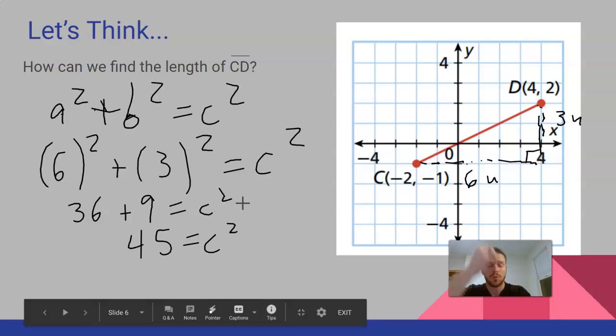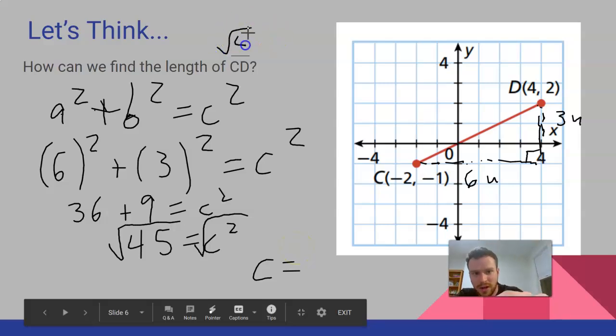And then we're gonna use a phrase that I've been using for quite a while. We want to get c by itself, so we are going to square root that junt. I want you to say it with me. Square root that junt. The square root of c squared is c, and then we're taking the square root of 45. So check this out.